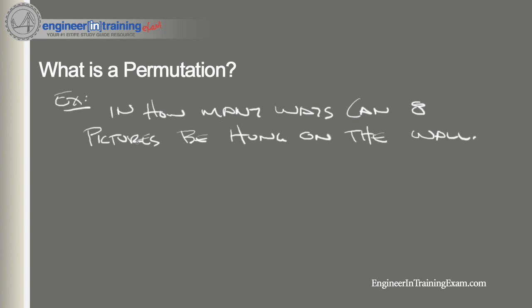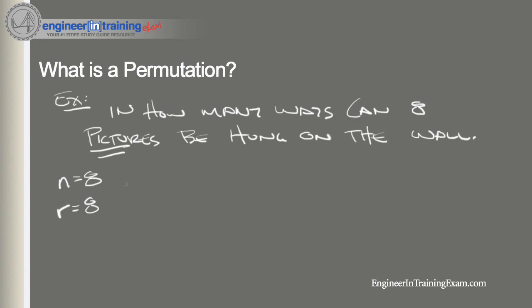So first we need to define the number of objects, or pictures. And n, like I said, is the pictures in this example. Since there are 8 pictures, n is going to equal 8. Now r, on the other hand, is the number of pictures we are going to use at a time. Once again, we want to hang all 8 pictures on the wall, so all 8 pictures are going to be used at the same time. So r is going to equal 8.